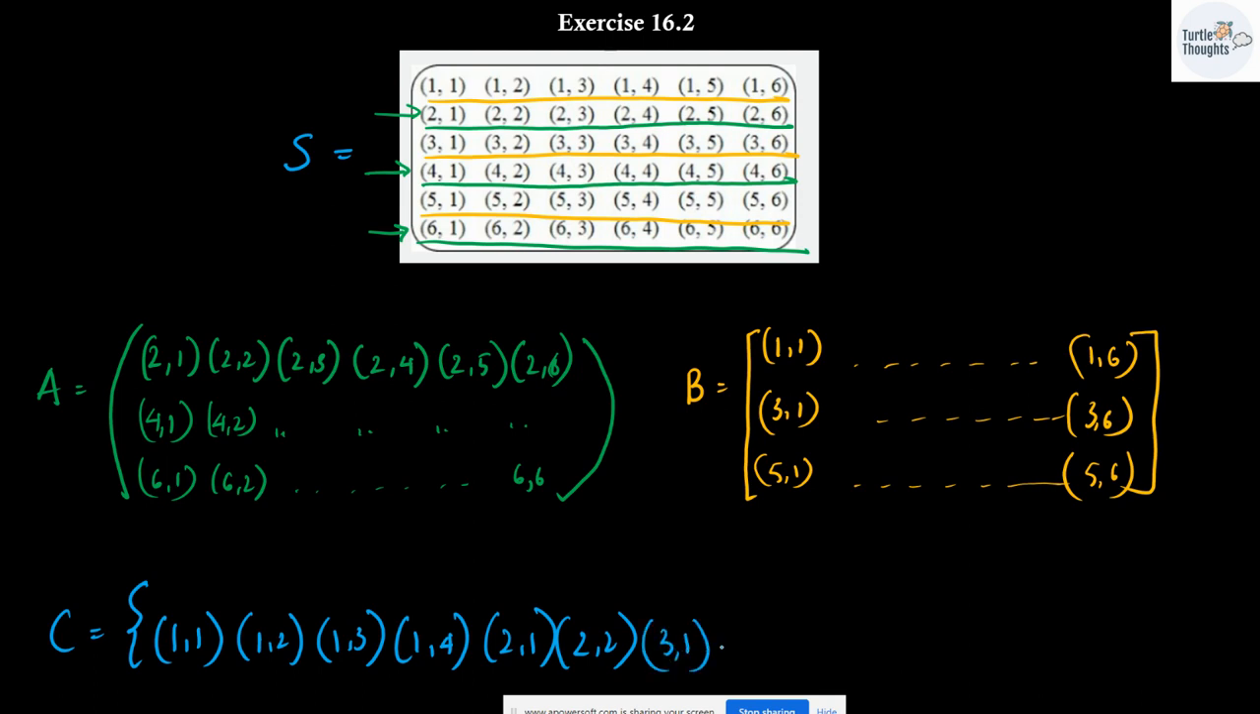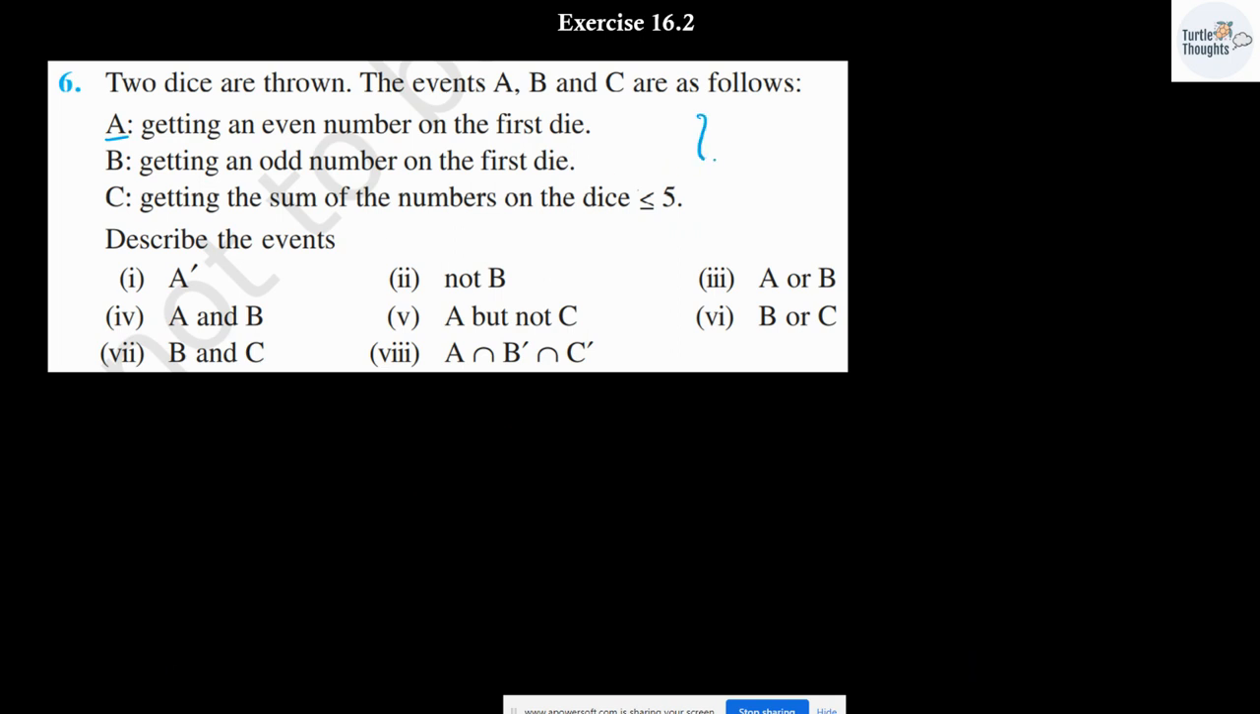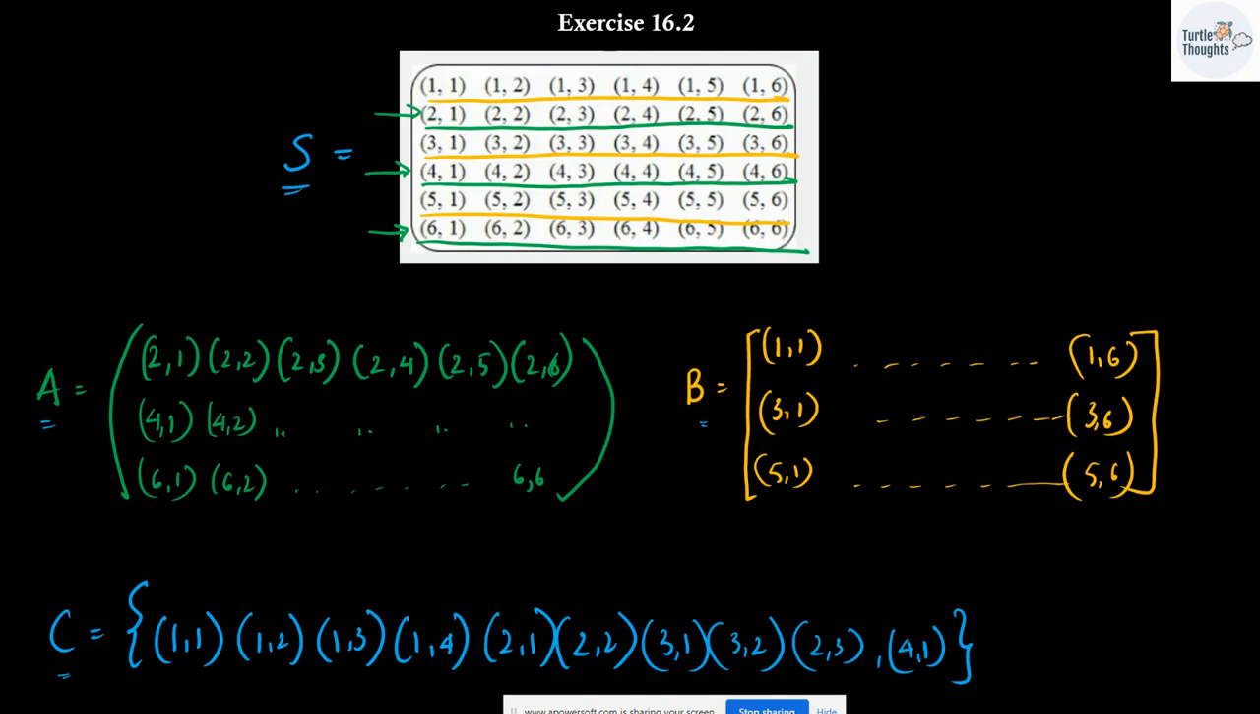3 comma 1 4 possible, 3 comma 2 which is 5 possible, 2 comma 3 possible. Anything else I have left? 1 comma 1, yeah, 4 comma 1 also it is possible. This is going to be event A, event B, and event C. I have written using the conditions given. Since they are talking about the two dices, I have taken the sample space for two dices.